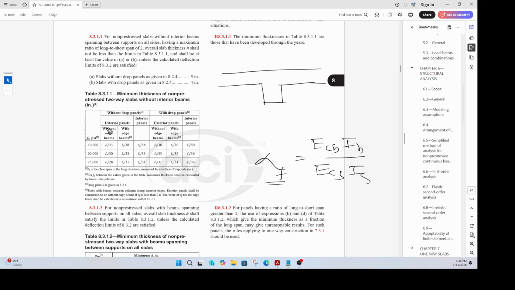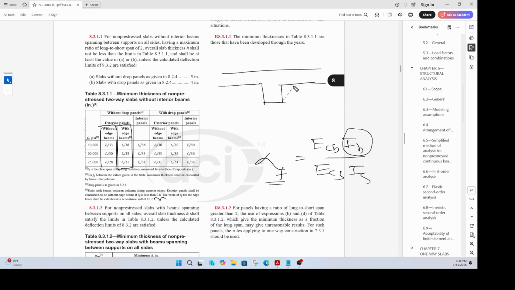You want to see if you fall in this column here or this column here, right? You might have an edge beam, but the edge beam may not have character to it. So you have to find the alpha f of the edge beam, and then compare it with 0.8. And if the alpha f is less than 0.8, then you treat the edge beam as if it is not there.